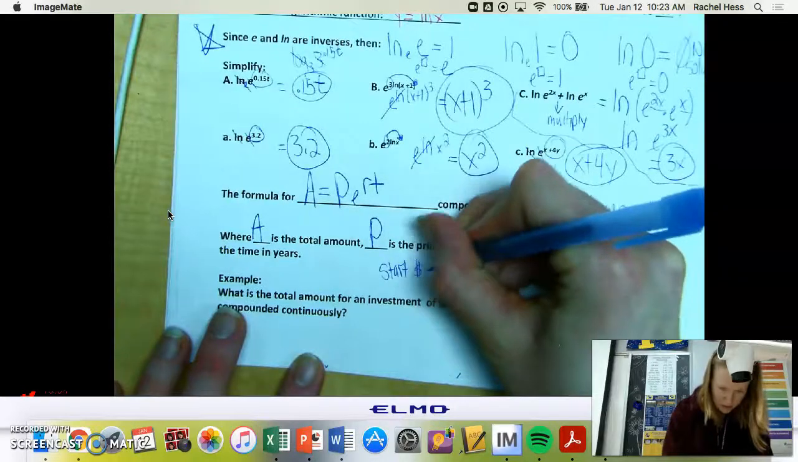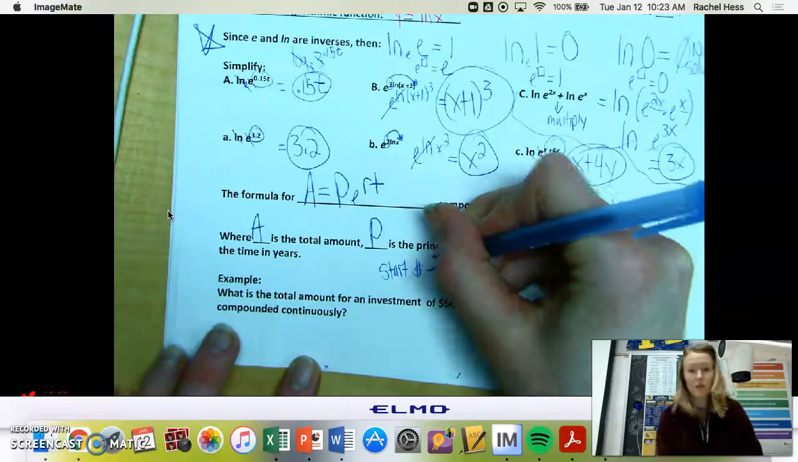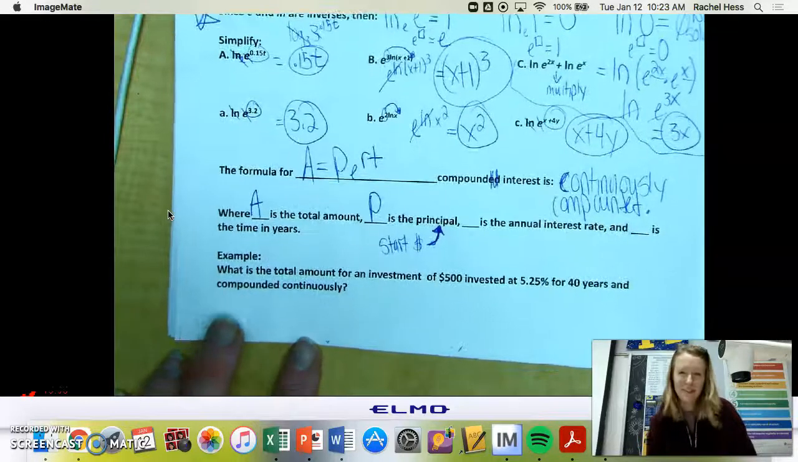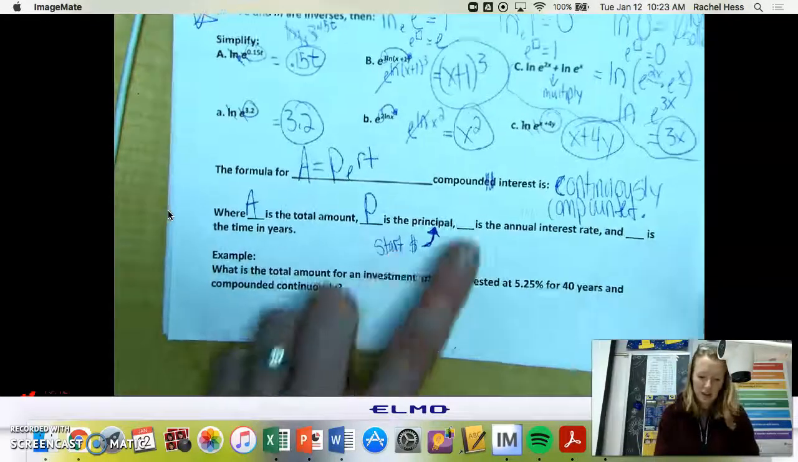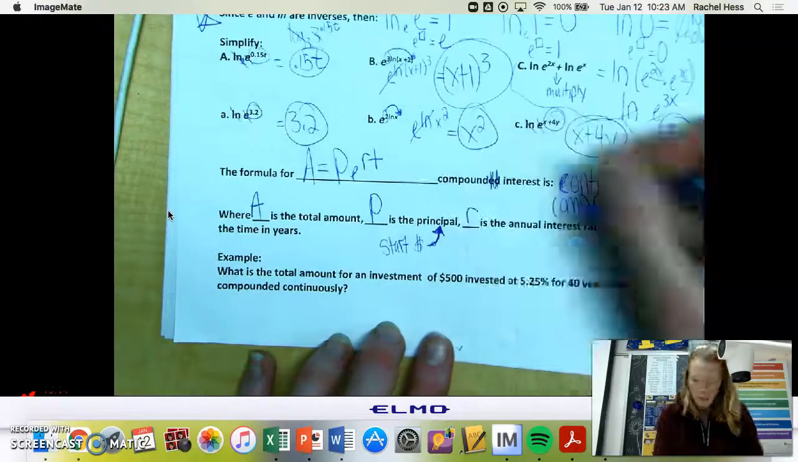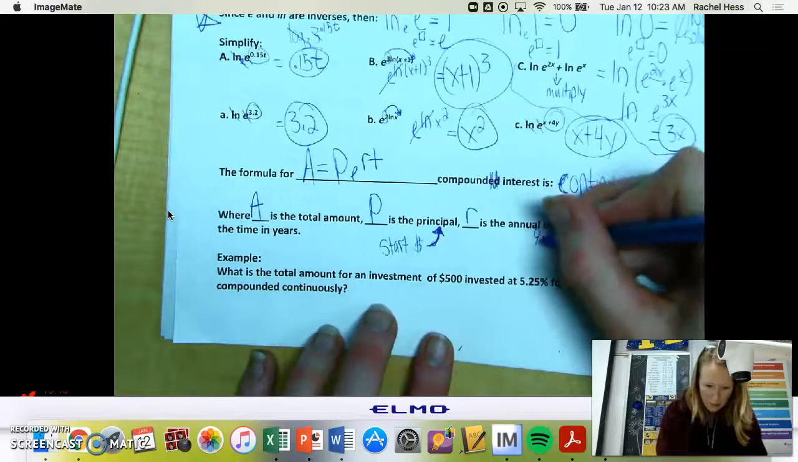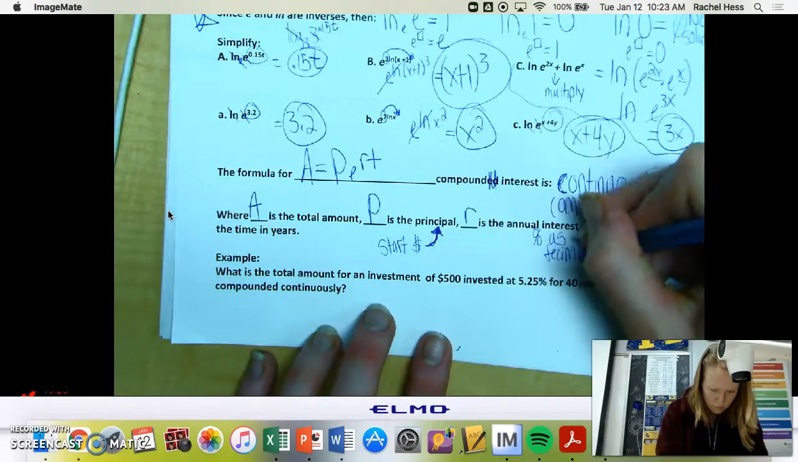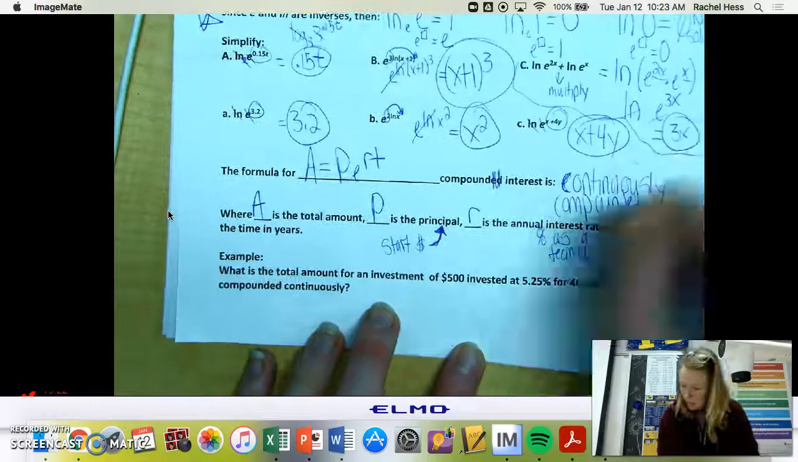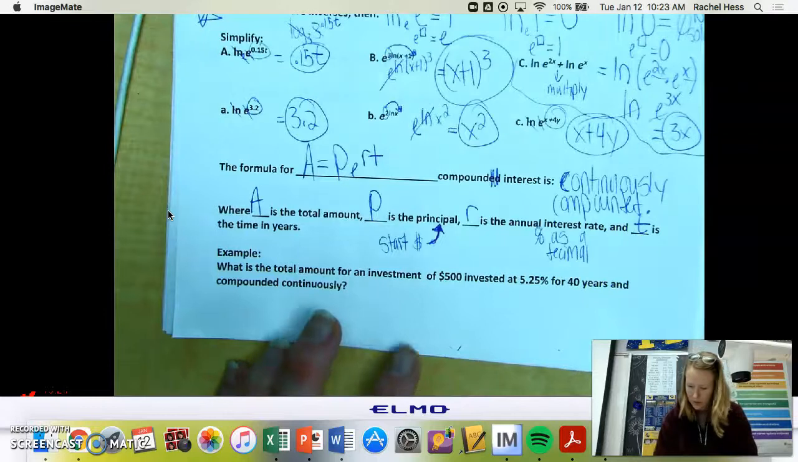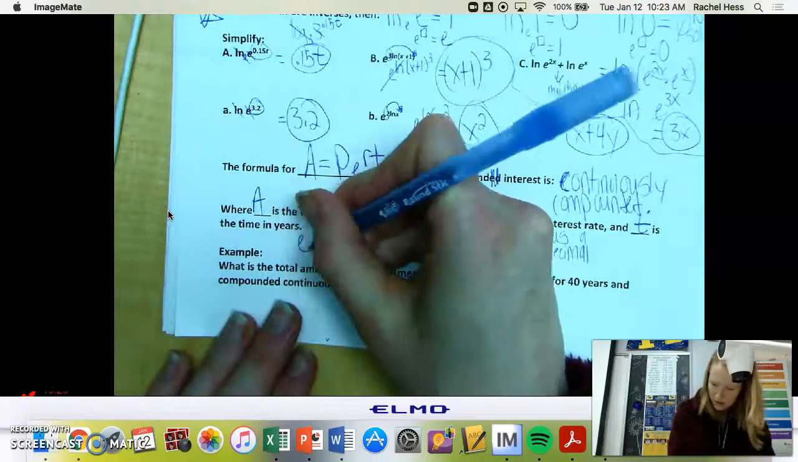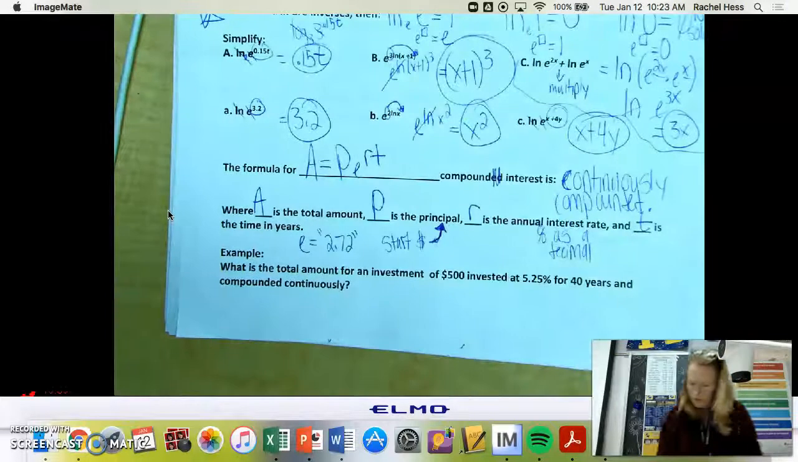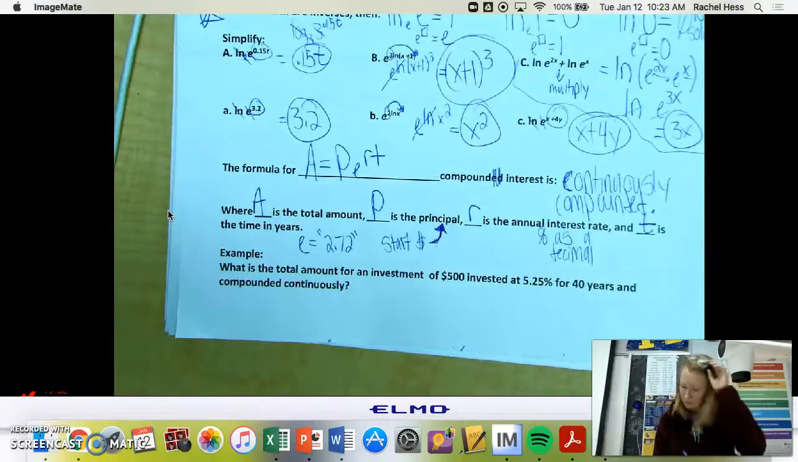Right? The principal is the money that you start with. I think about this as you start your day by looking at the principal, right? Because you have to see Mr. Simmons when you walk in the door. So this is the starting amount. R is the annual interest rate. Make sure that you write the percent as a decimal. And then T is the time in years. And then just a reminder, E is approximately 2.72, right? So that's just a number.